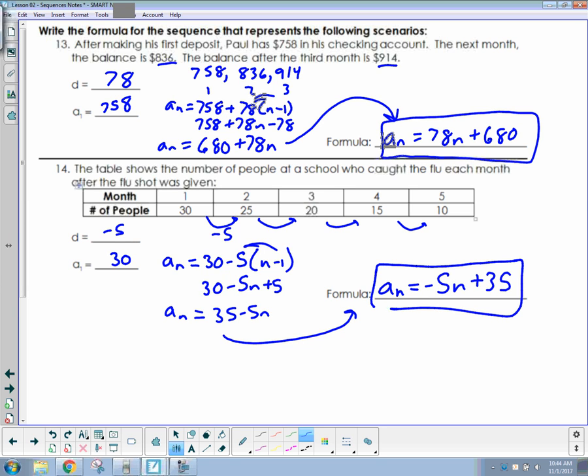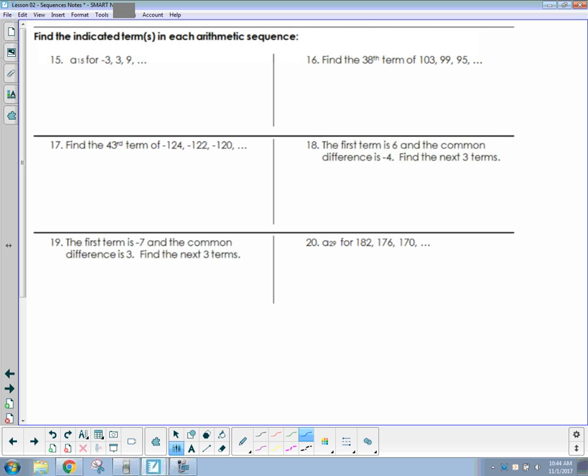Again, if you haven't been pausing the video to try these out, I wish you would do so. That's how you're going to get to learn this stuff. You only learn math if you do math. Okay? So go ahead and pause this video. And look, we're finding the indicated terms in each arithmetic sequence. Alright, we're back.